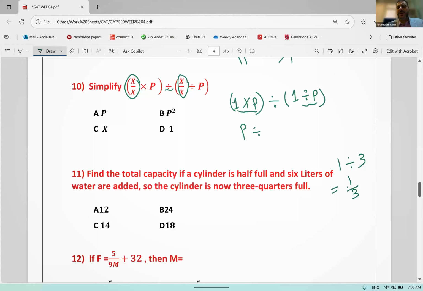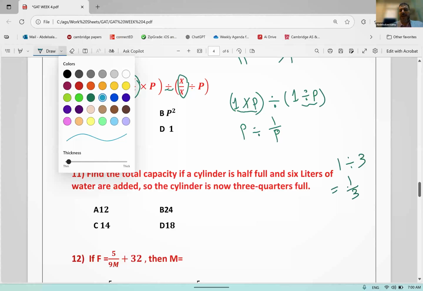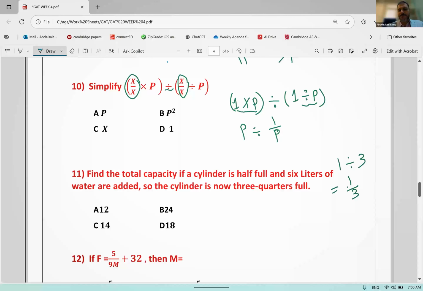So can I write here 1 over 3, 1 over p, sorry. Again, the division of fractions is keep, change the division to multiply, and flip here. P over 1, put here 1. B times B is B squared. 1 times 1 is 1. It means B squared. We finish the question.